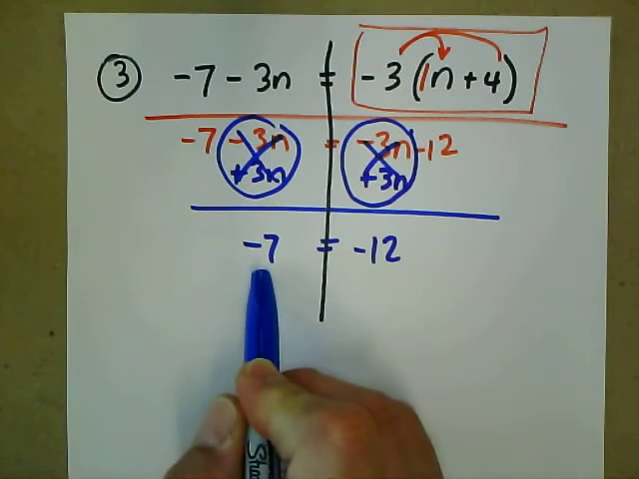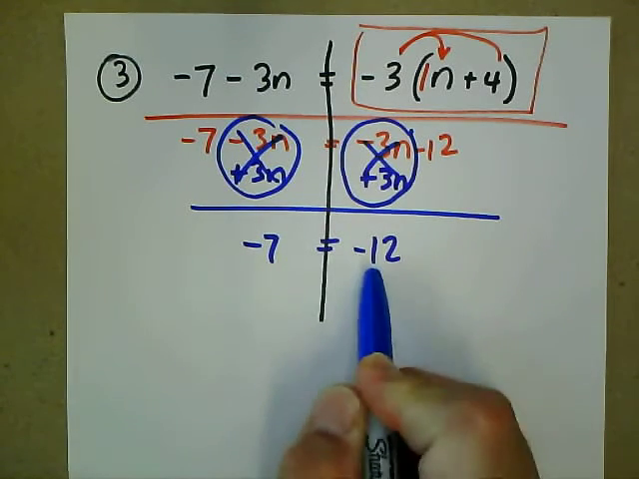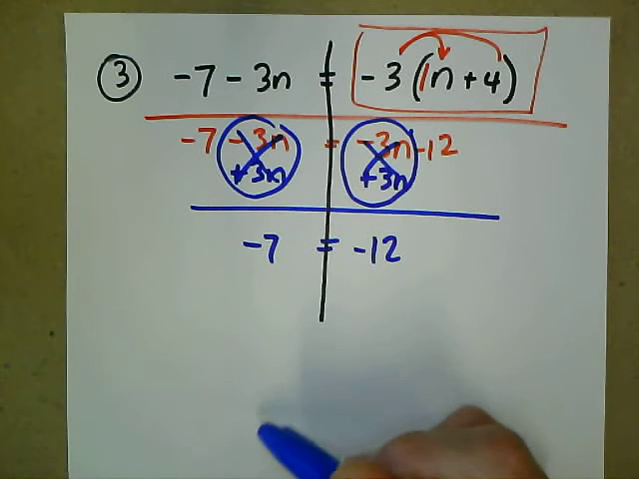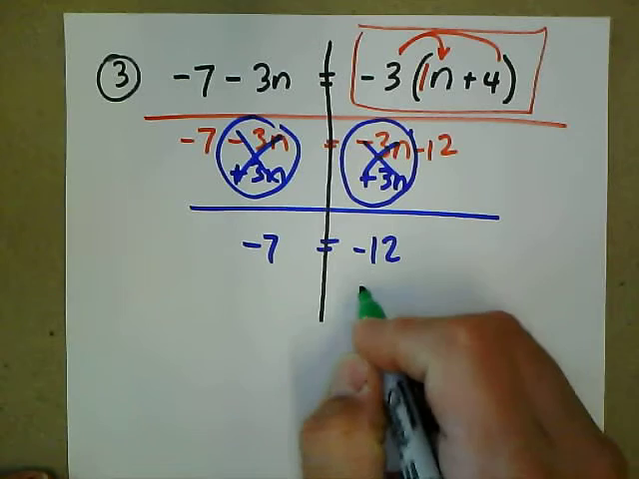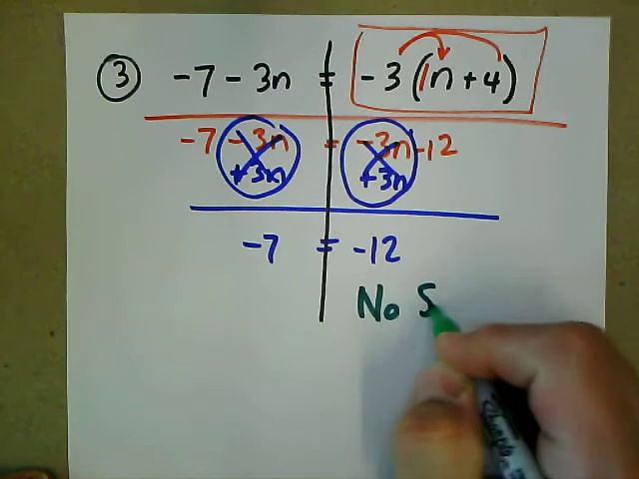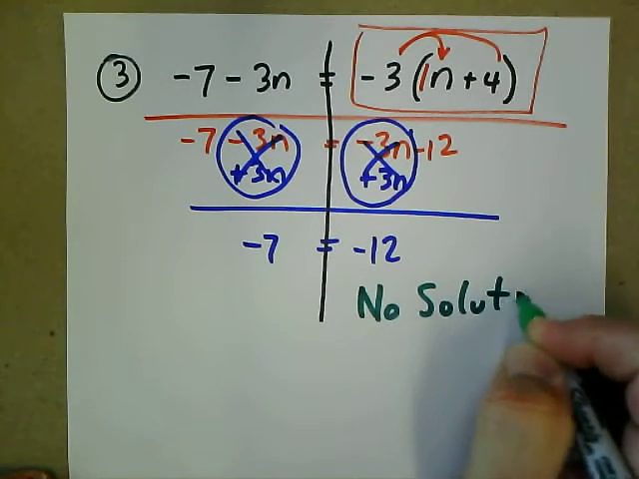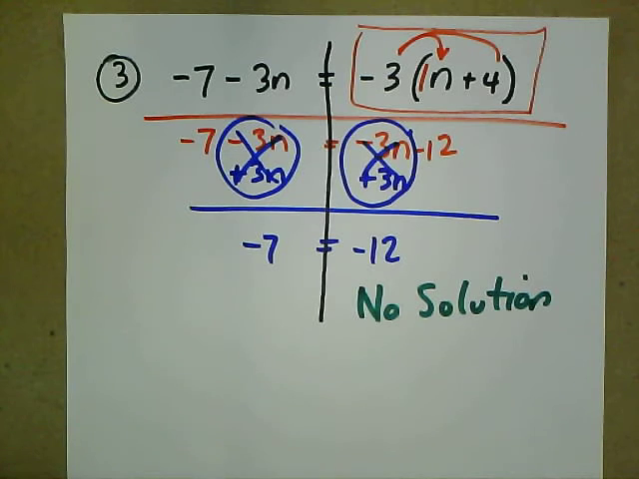What does it say? -7 equals -12. Is that true? Does -7 equal -12? No, it doesn't. So what I have to put here is no solution.